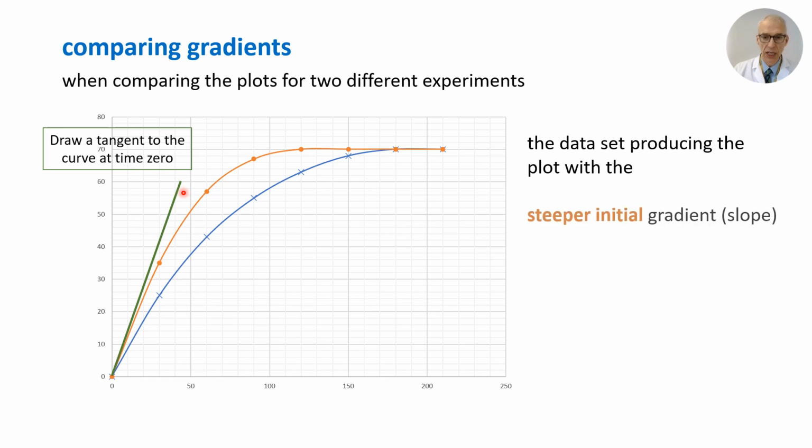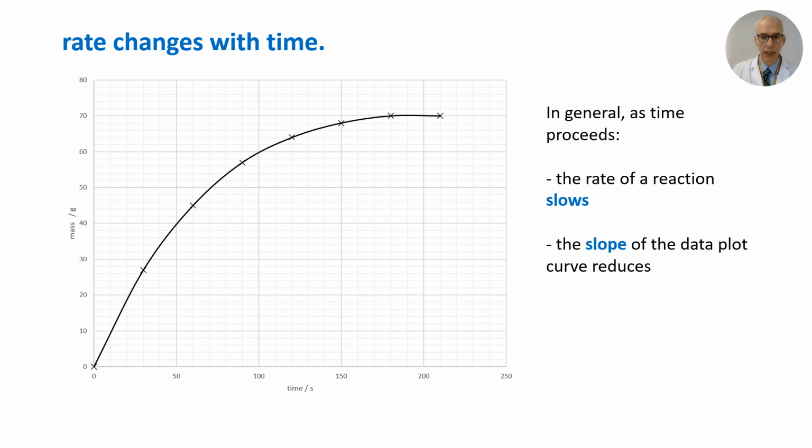And we can see that if I drew a similar one for the blue line, the orange line would be steeper, that is, it would have a greater gradient, a greater slope, and therefore it is the faster reaction. So the steeper the curve, the faster the reaction. A bit more scientifically, the steeper the tangent to the curve at time 0, the faster the reaction. In general, as time proceeds, the rate of a reaction slows. The slope of the data plot curve reduces.